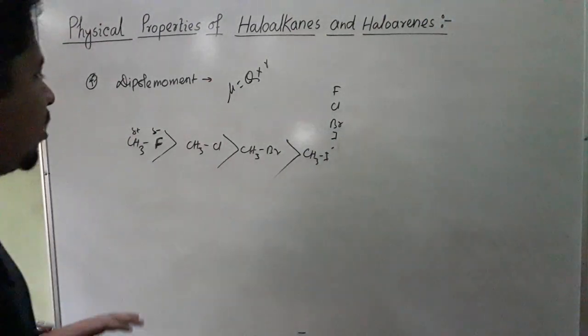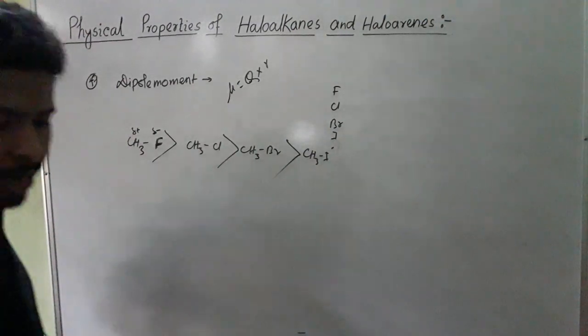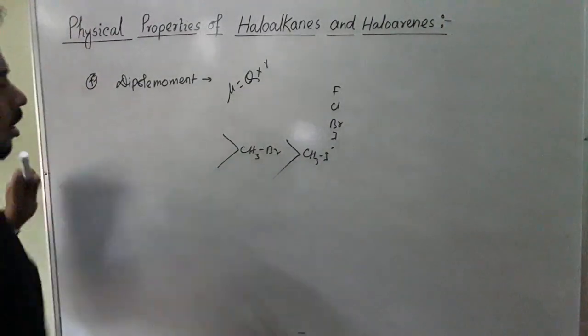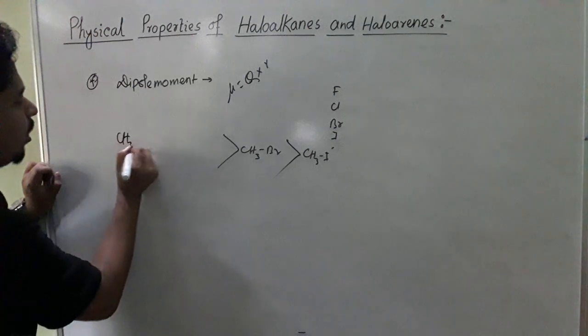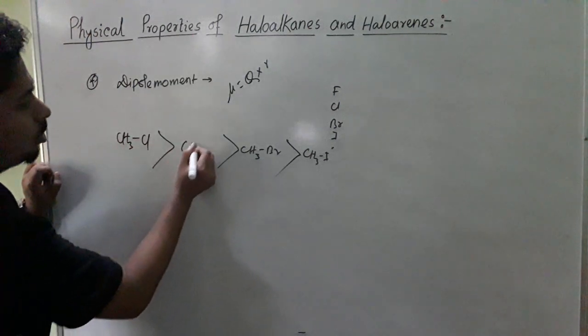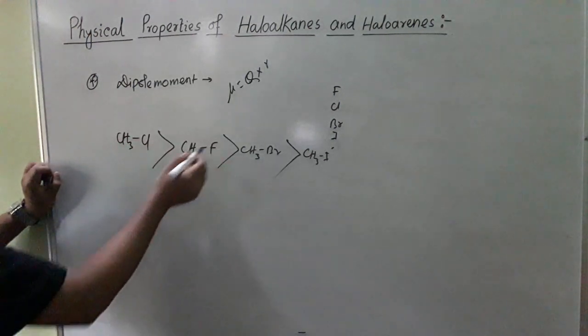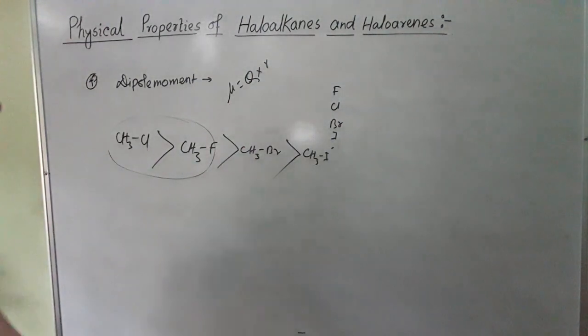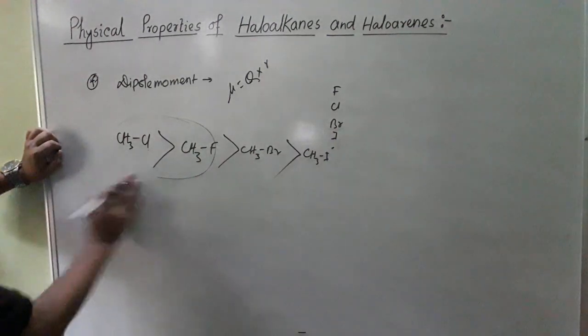But it has been found that there is some exception. It has been found that chloromethane, CH3Cl, has higher dipole moment than CH3F. So here is some exception. Now the question comes, sir, why? So if we put the values, we will have the values here.